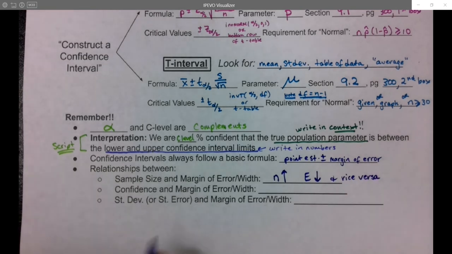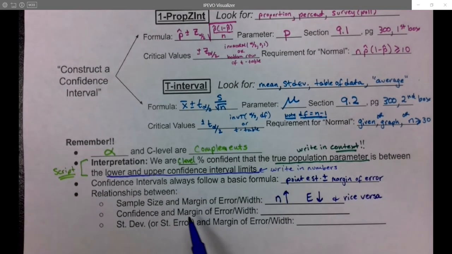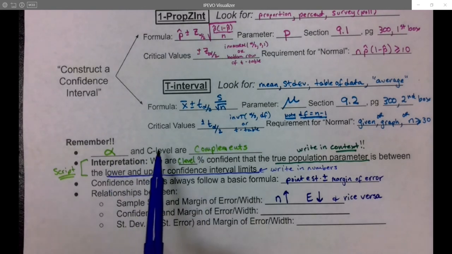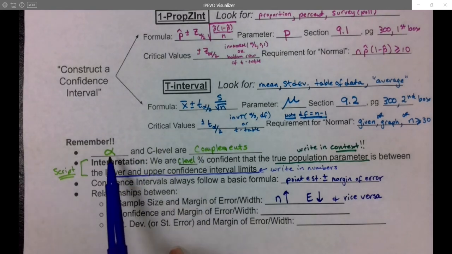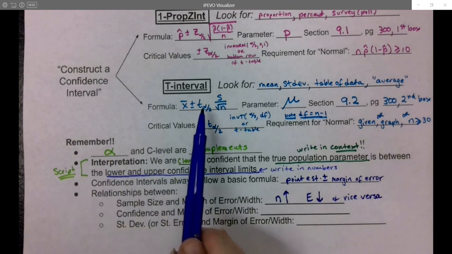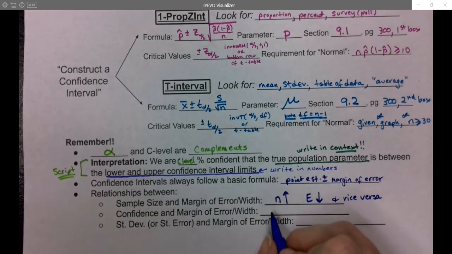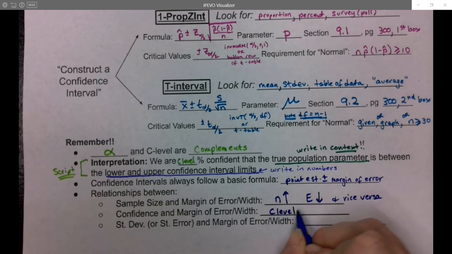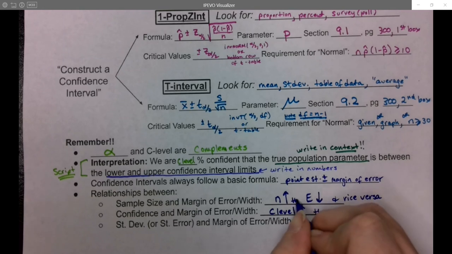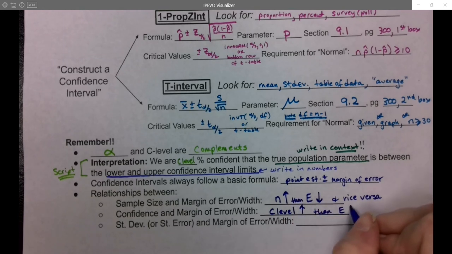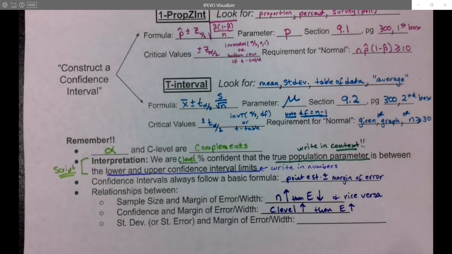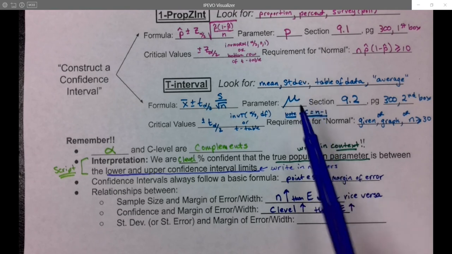Okay. Now what about the confidence? Well, the confidence affects alpha. So if you raise your C level, you lower your alpha. But if you lower your alpha, you're making your T or your Z, your critical value, get larger, which makes the error overall get larger. We covered this in 9.4. So if your C level goes up, then your error also goes up. If you want to be more confident, you swell the size of your interval and you'll be more sure that you caught that true population value that is unknown to you.